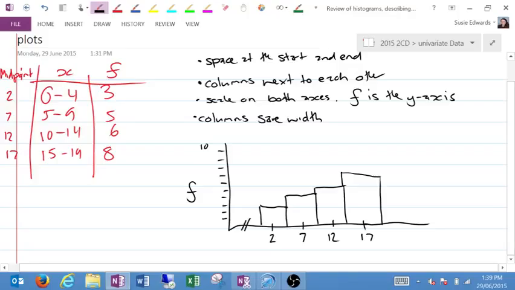So if there's no scale, this is your scale. So you've got a scale on this axis. All the columns are the same width. Yeah? You've got frequency down the side, and you've got a space at the start and a space at the end. This is the easiest way to draw a histogram.